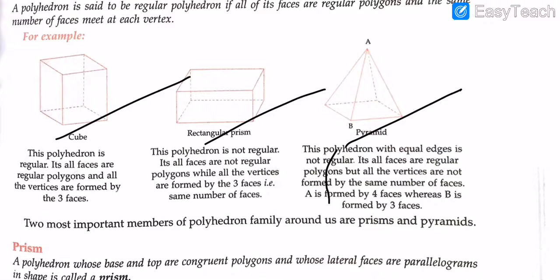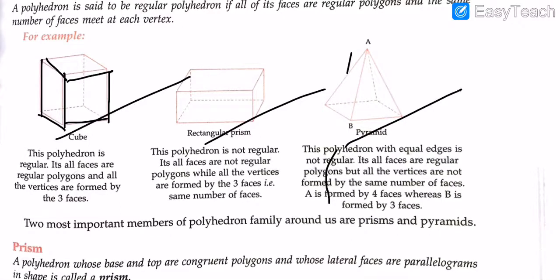Okay, so as I was saying, this polyhedron is regular. All its faces are regular polygons, and all the vertices are formed by three faces. So it's a regular polyhedron definitely, because it's made up of straight lines. Everything is the same, all the sides, faces, everything. Now let's go on to the rectangular prism.